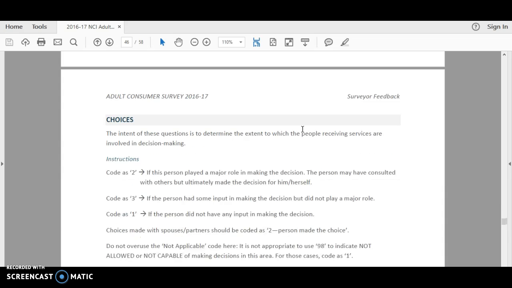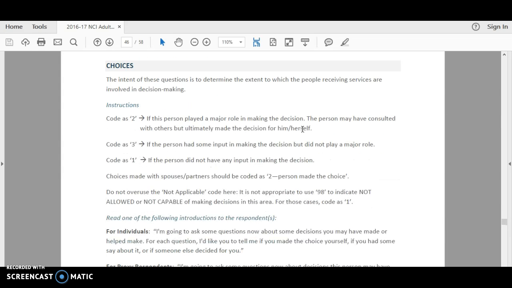And then we get to questions about choices. Again, this has been largely unchanged. A reminder on these instructions. For each of the questions in the choices section, we have 3 different options. We have that 3 response, which is the person played a major role in making the decision. The 2 response is that the person had some input in making a decision but did not play a major role.